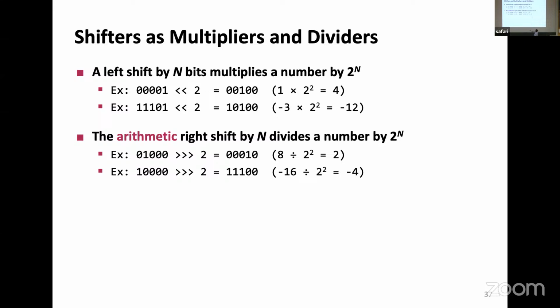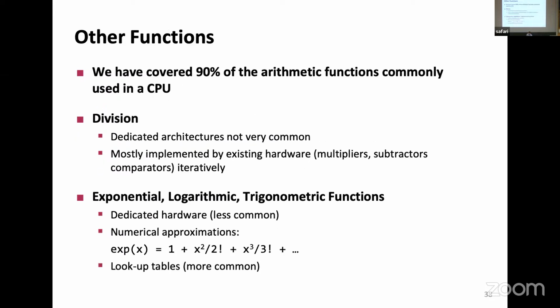Okay? Now, arithmetic right shift by n divides a number by 2 to the n. Those are special cases, meaning that making those calculations is easier than using a divider or a dedicated multiplier. So we sometimes take advantage of those things.